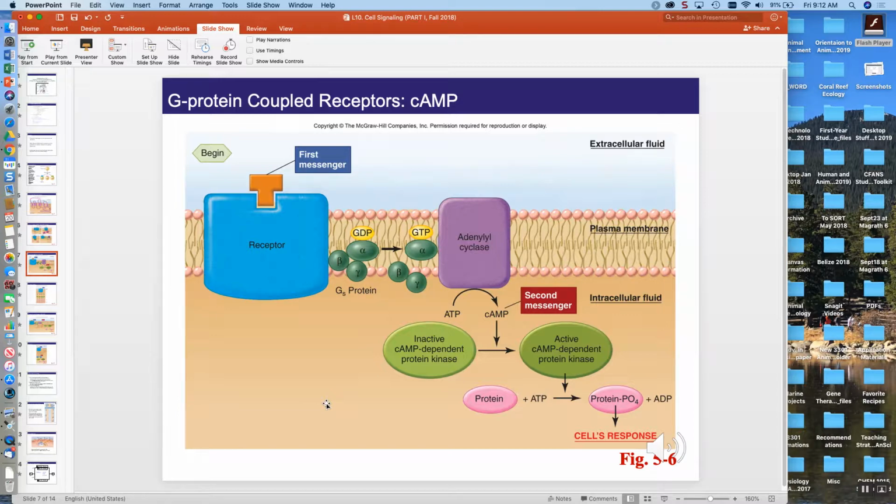Adenylyl cyclase. And once our alpha subunit with the GTP attached to it binds to adenylyl cyclase, this enzyme, it's got an ase at the end, it's an enzyme that converts ATP to cyclic AMP.